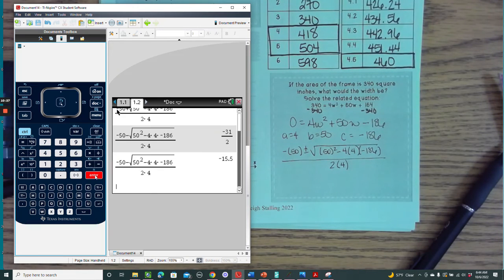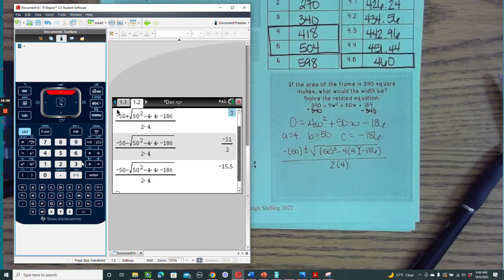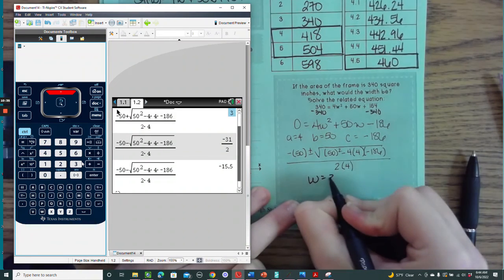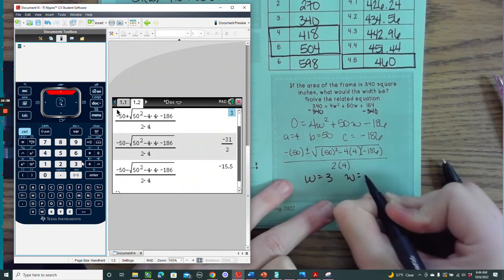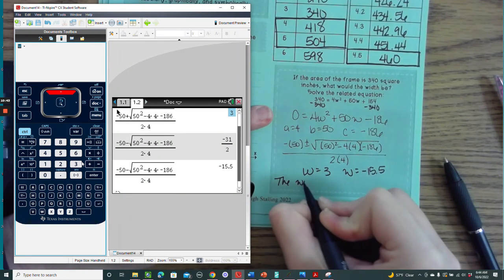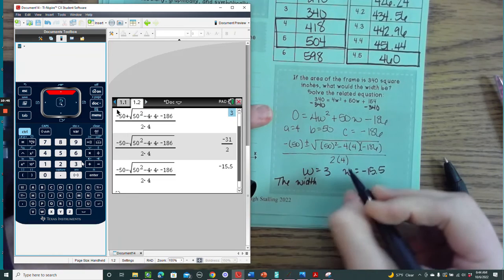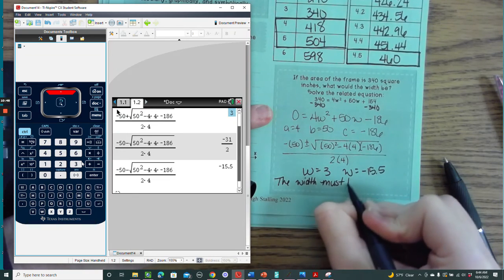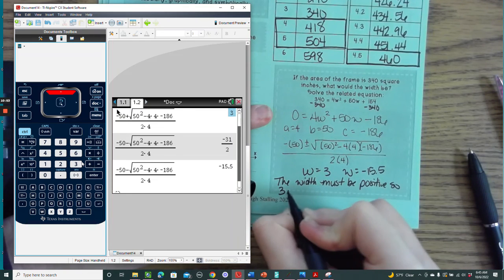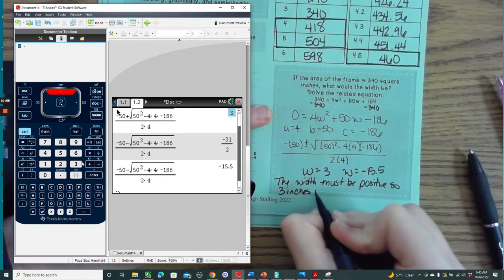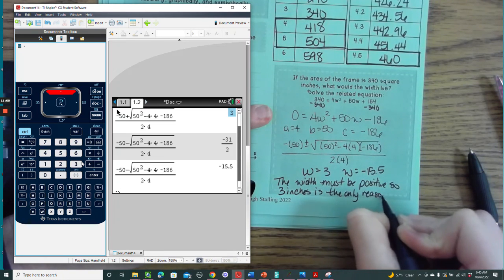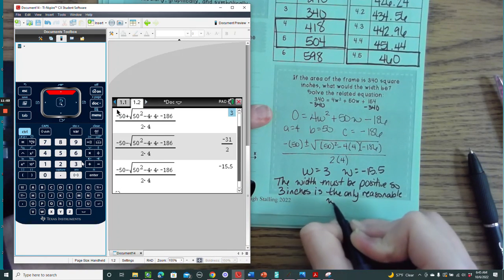Let's do Control Enter. Okay, so our first answer was 3, so we got w equals 3 and w equals negative 15.5. So the width must be positive, so 3 inches is the only reasonable width.